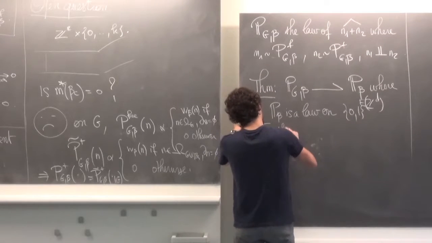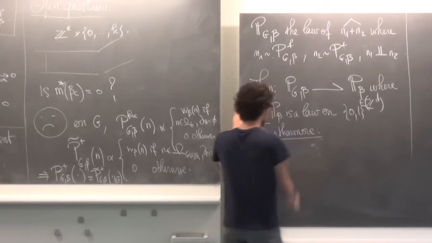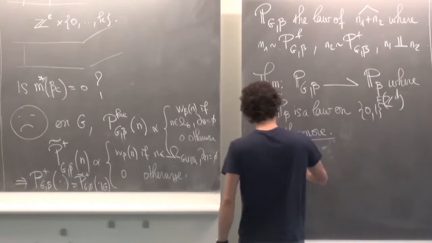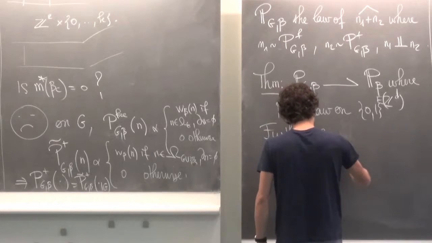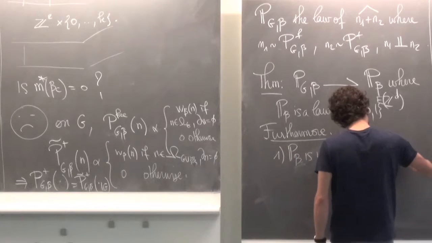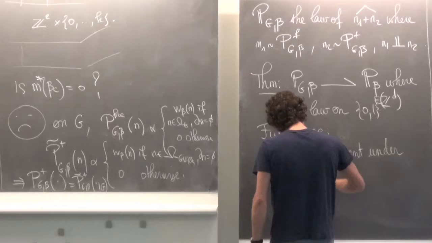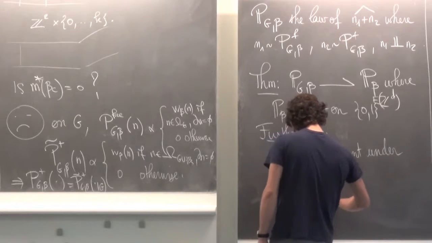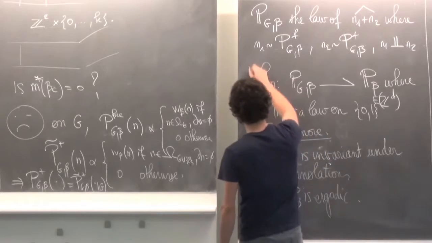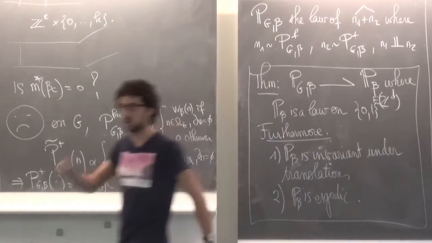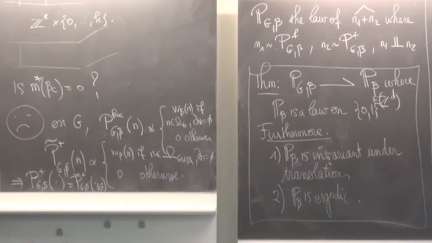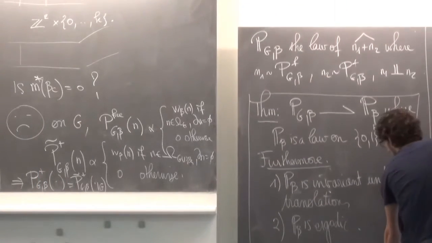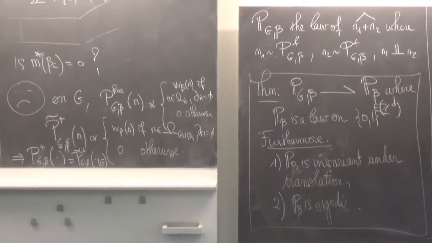Furthermore, P^β satisfies two things. First, P^β is invariant under translation. And second, P^β is ergodic. Remember, that means that any event which is invariant under translation has probability 0 or 1. So I'm not going to prove this thing because it's not super interesting. But let me just tell you quickly why it's not surprising at all that this occurs.